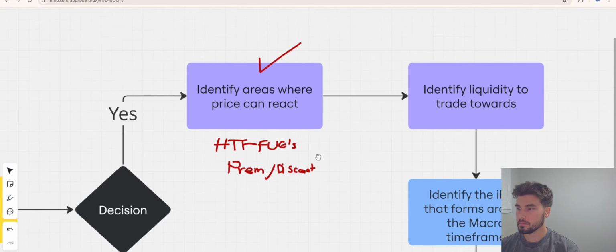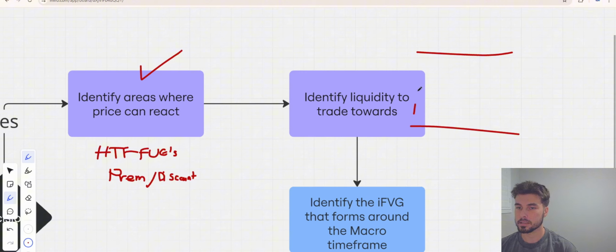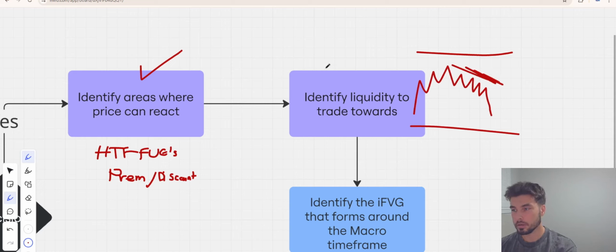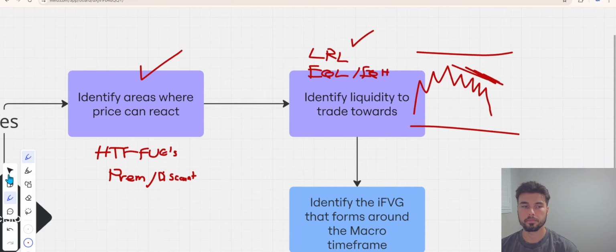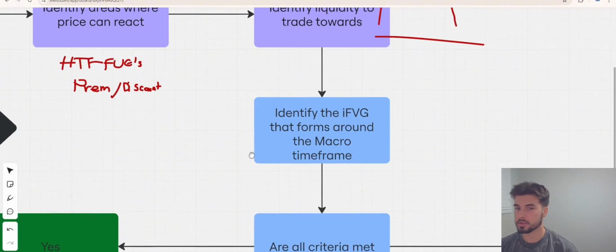Number two, identify liquidity that you're going to be able to trade towards. For example, if you see the market form a range high and a range low, it's forming low resistance. We're at the bottom. There's a macro. That's the liquidity we're targeting. Ideally, I'll give you some hints: low resistance liquidity, equal highs and equal lows. These are all good things to target. So you've got this, tick. Moving on, identify the inversion fair value gap that forms around the macro time frame.